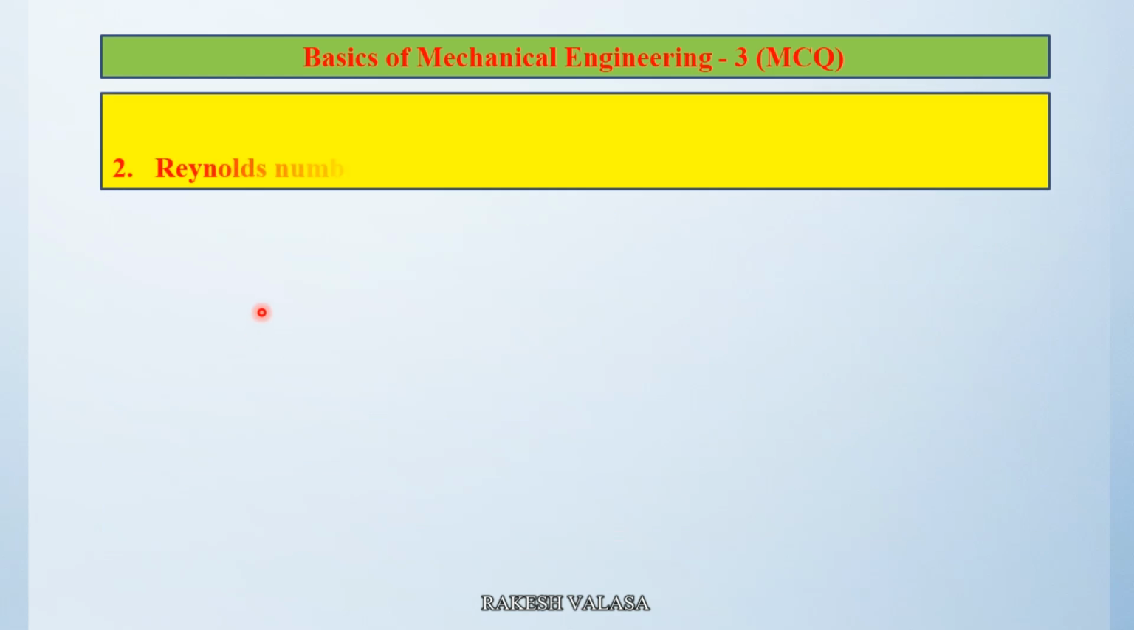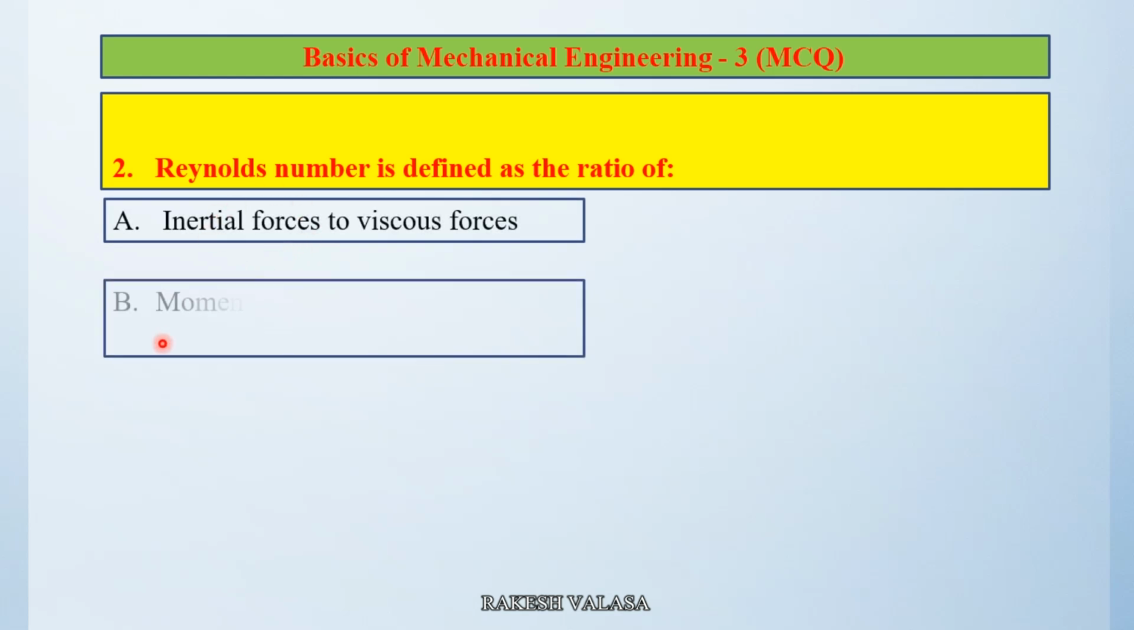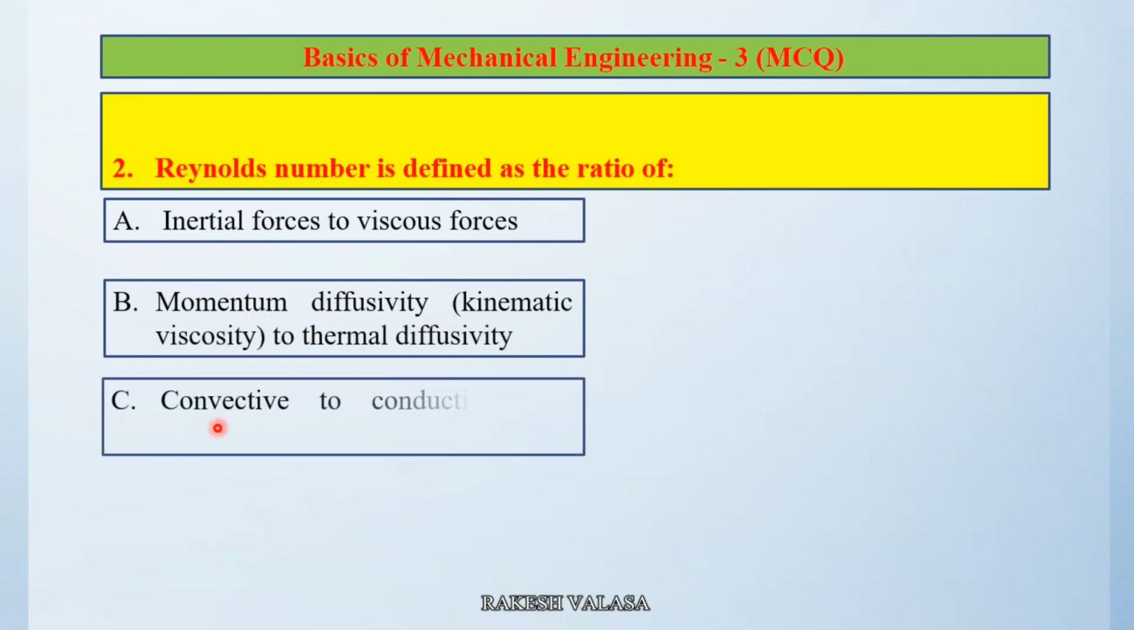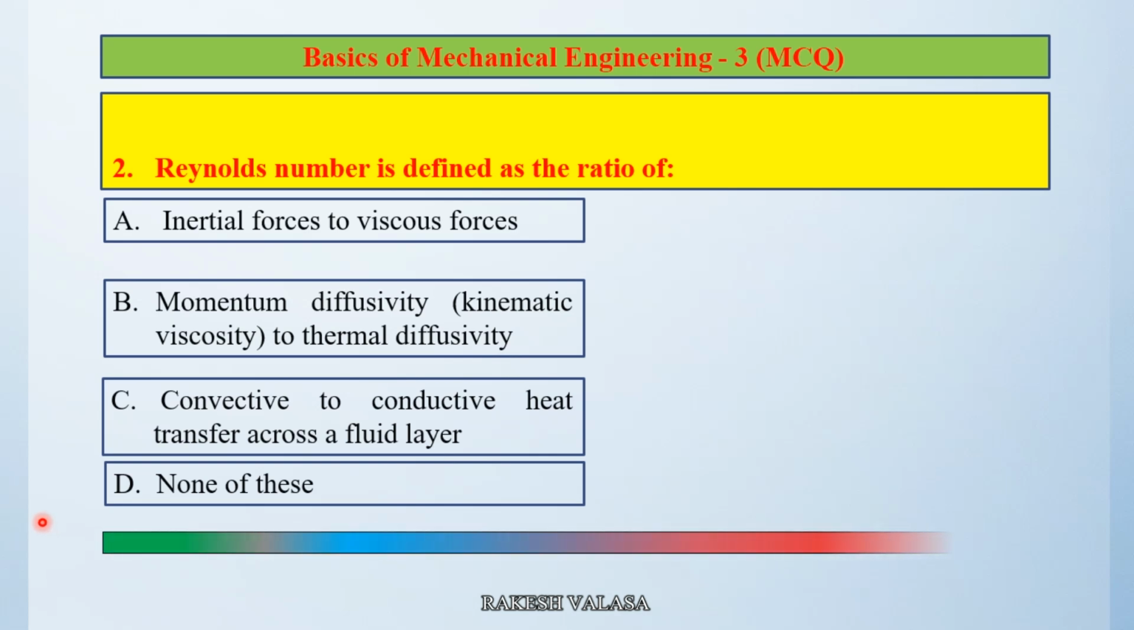Question number 2. Reynolds number is defined as the ratio of option A, inertial forces to viscous forces. Option B, momentum diffusivity to thermal diffusivity. Option C, convective to conductive heat transfer across a fluid layer. Option D, none of these. The correct answer is option A, inertial forces to viscous forces.